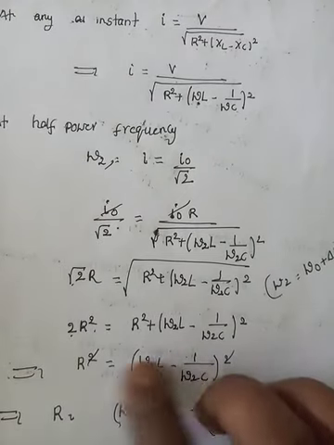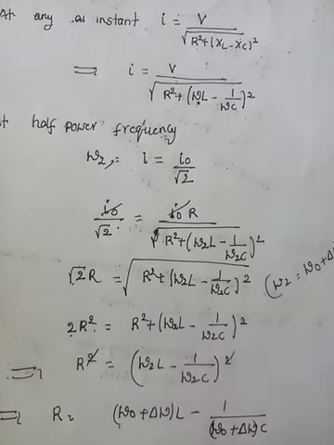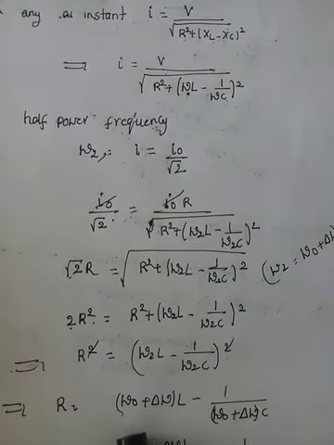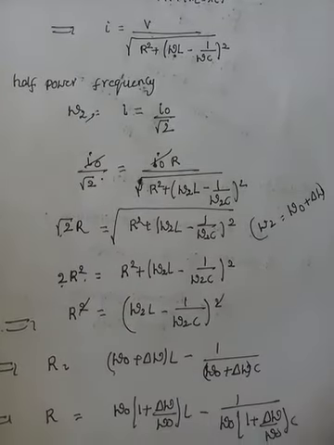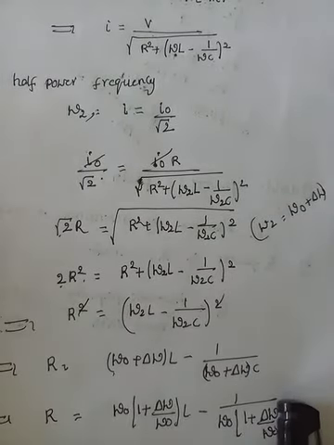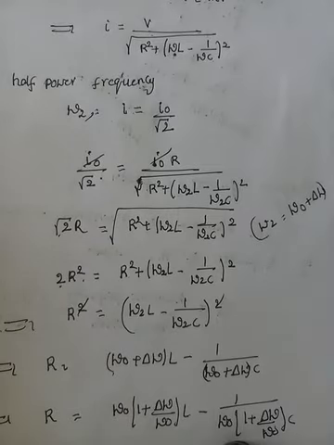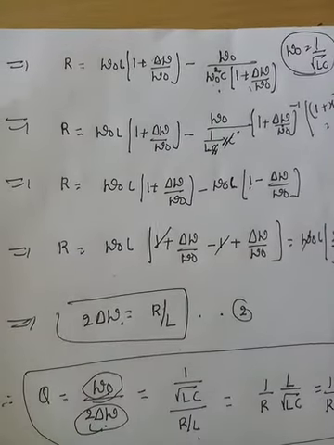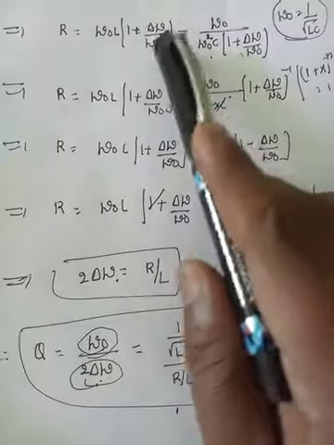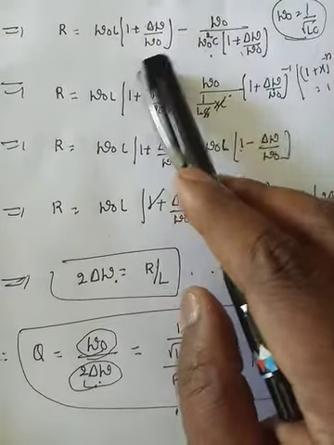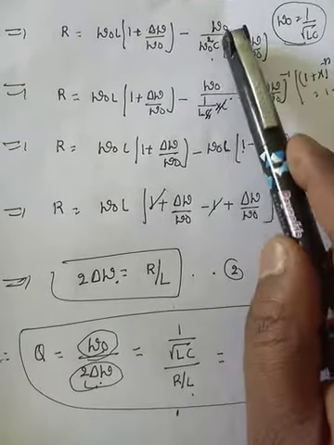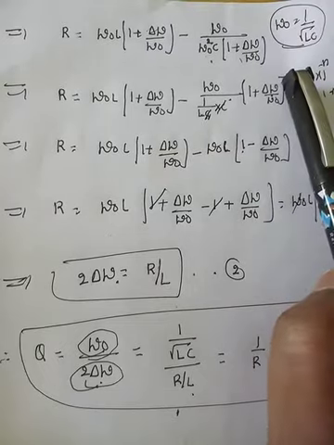Squaring on both sides: 2 R square equals R square plus omega 2 L minus 1 by omega 2 C whole square. What is omega 2 value? Omega naught plus delta omega into L minus 1 by omega naught plus delta omega into C. I have taken omega naught common in both cases. So here the step is very important: R equals omega naught into L into 1 plus delta omega by omega naught, minus omega naught by, I just multiply and divide with omega naught, omega naught square C into 1 plus delta omega by omega naught.